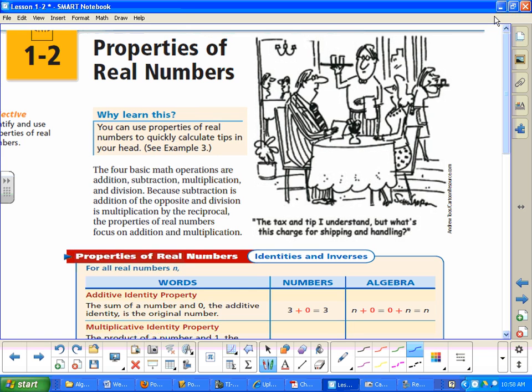All right, properties of real numbers. So we're going to look at different properties, the additive identity, multiplicative identity. So we're going to be looking at identities and inverses today, and then look at some of the classifying some things.